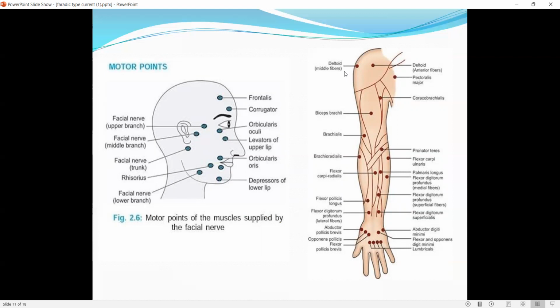This is the upper limb motor points. Deltoid anterior fibers, pectoralis major, coracobrachialis, and biceps brachii. This is brachialis and brachioradialis, flexor carpi radialis and flexor pollicis longus, flexor digitorum, adductor pollicis brevis. This is abductor digiti minimi, and flexor carpi ulnaris and pronator teres. These are the motor points. As you can see, all of these point to the motor points.